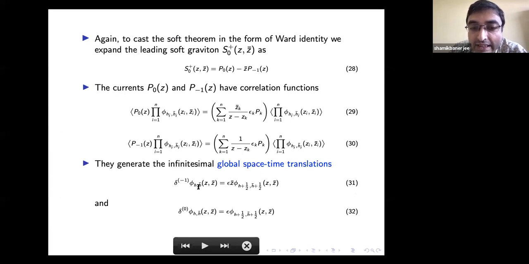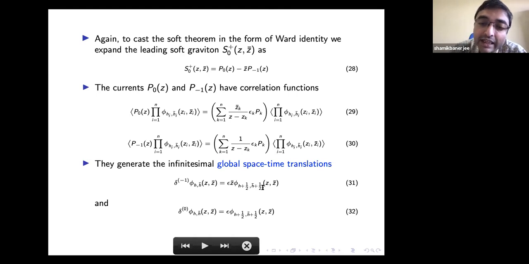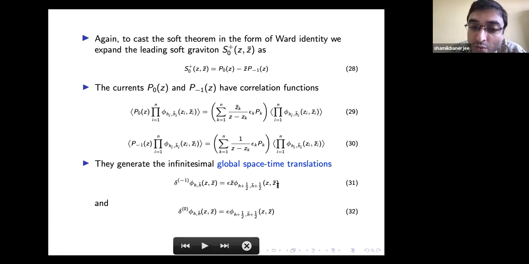And now you can see the point is that global space-time translation increases the scaling dimension h and h bar by half and half. So that's why if I fix delta to be of the form d by 2 plus i lambda, then I don't really get a representation of the full Poincare group, because if I start with d by 2 plus i lambda, and once I act with a global space-time translation, I'll get d by 2 plus 1 plus i lambda.